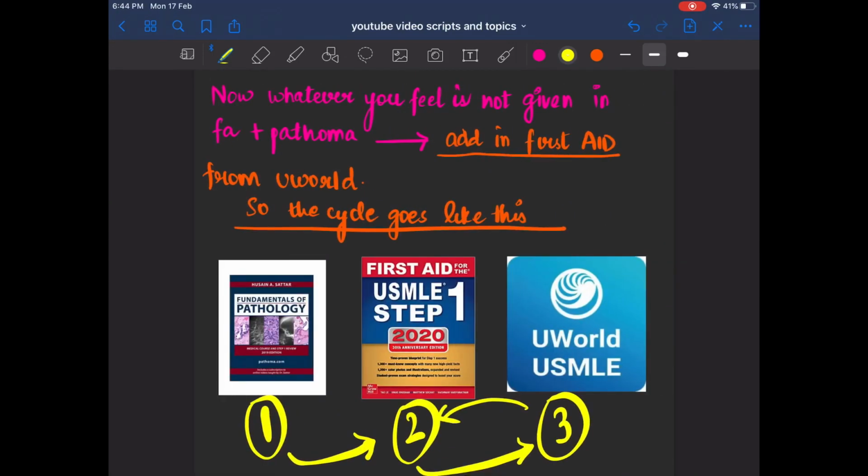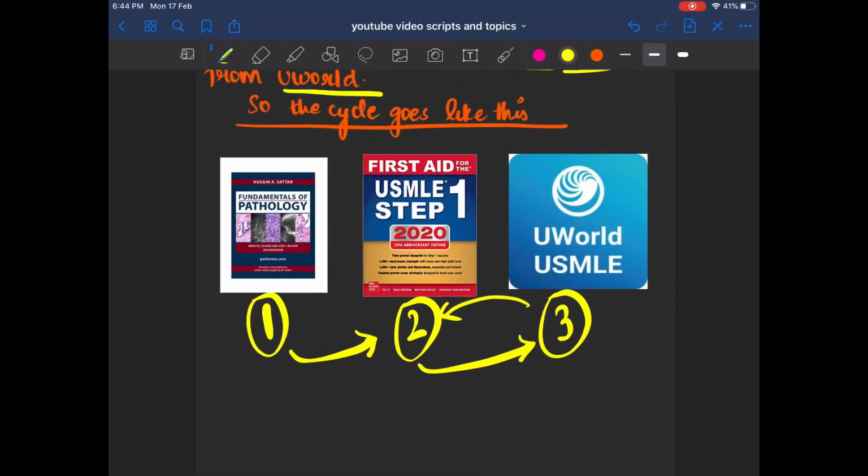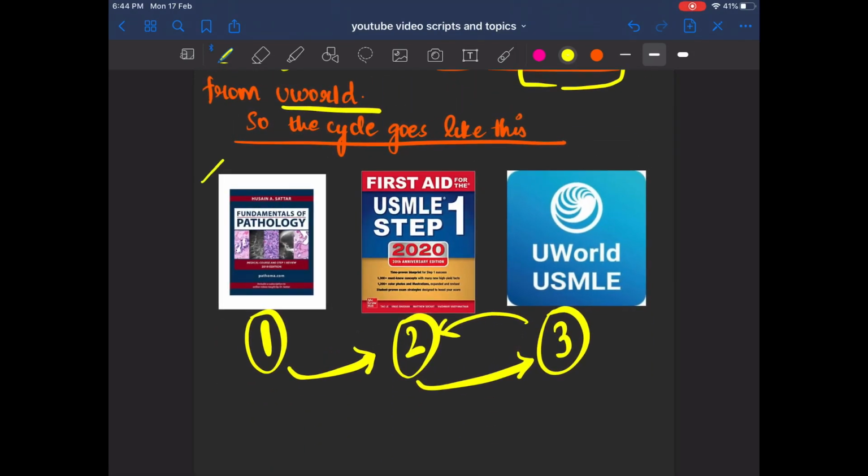Now, whatever you feel is not given in First Aid or Pathoma, you have to add that in First Aid from UWorld. Now I've made this cycle, which looks very convenient. First of all, you have to read Pathoma, then you have to read First Aid, same topic. Whatever things are not given in First Aid, you have to add from Pathoma into First Aid. Now you're going to do UWorld for the same topic or the same system. Whatever things are not given in First Aid from UWorld, you have to annotate those.